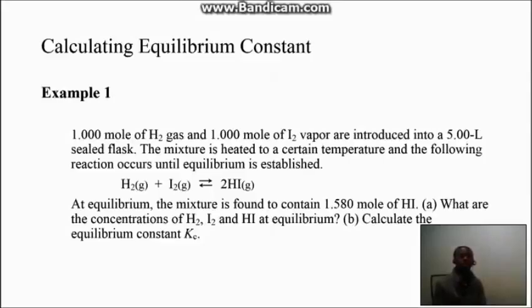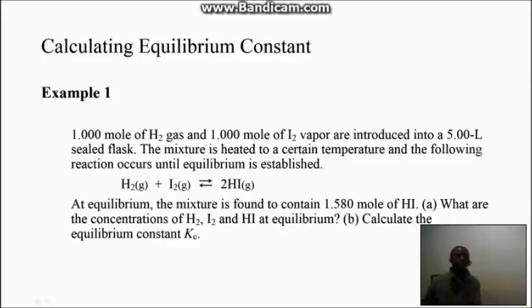1 mole of hydrogen gas and 1 mole of iodine vapor are introduced into a 5-liter sealed flask, and this mixture is heated until equilibrium is established. So that is the equation: H2 gas, I2 gas to 2 HI gas. So first thing that you need to do is look at the equation, look at the coefficients of the reactants and products.